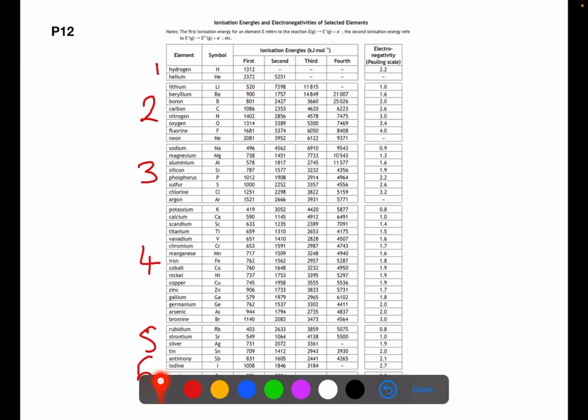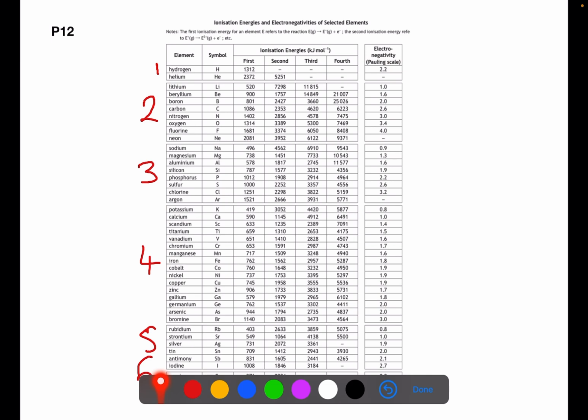You can see that the value is decreasing, and that is because of increasing shielding. At the end here, we have the electronegativity scale. So electronegativity is a measure of the attraction of an atom for a bonding pair of electrons. And the higher the number, the greater the attraction. And again, you can look at the trends for this one.